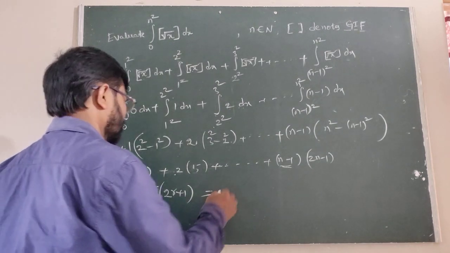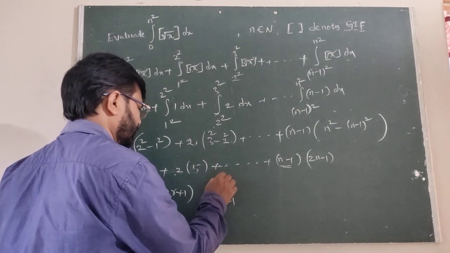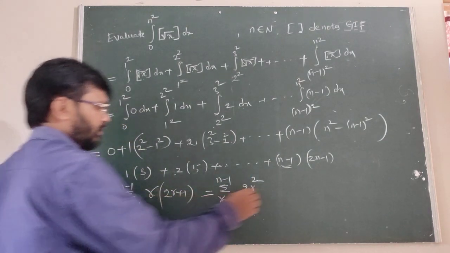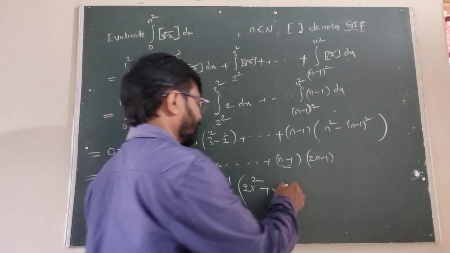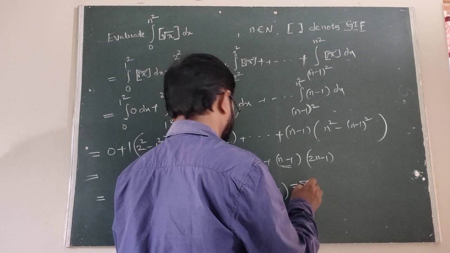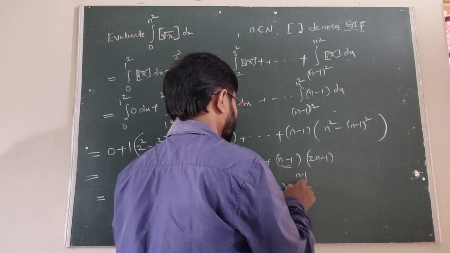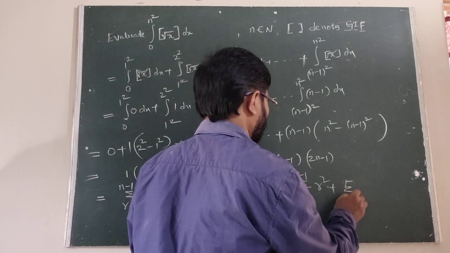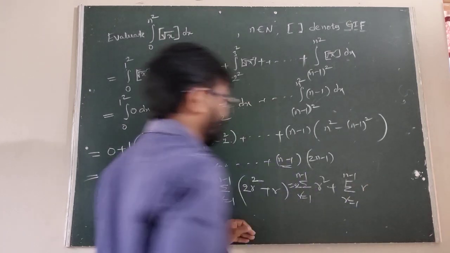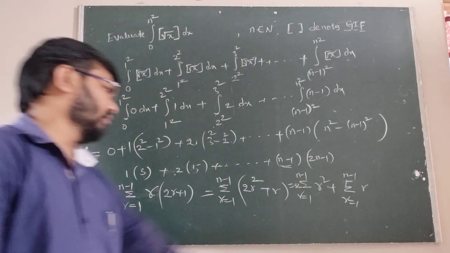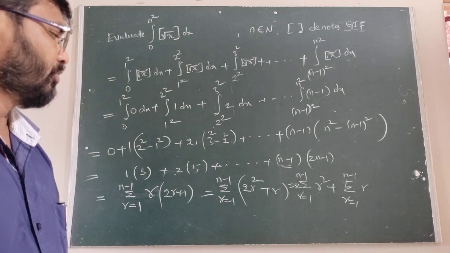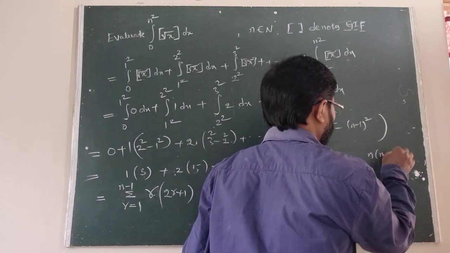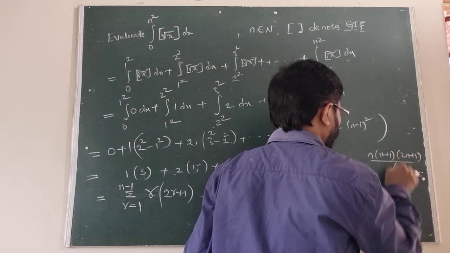Now the multiplication: sigma r equal to 1 to n minus 1 of 2r into r, which is 2r square plus r. Therefore now we have to know sigma r equal to 1 to n minus 1 of r square plus sigma r equal to 1 to n minus 1 of r. This is the sum of the squares of the first natural numbers. We have to know that sigma r square is n into n plus 1 into 2n plus 1 by 6.